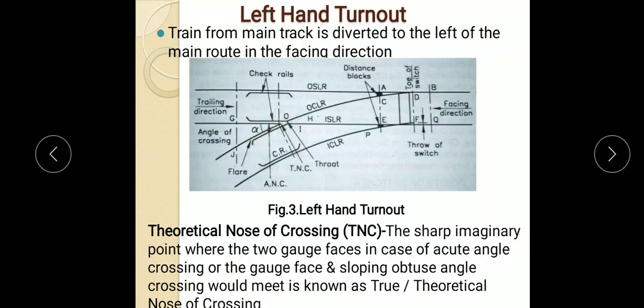So this is about the various types of turnouts along with their components. With this we will stop here and will continue in the next lecture with the last point of unit number 2, that is track maintenance. Under that we will see how the railway track is maintained on a regular and periodic basis.